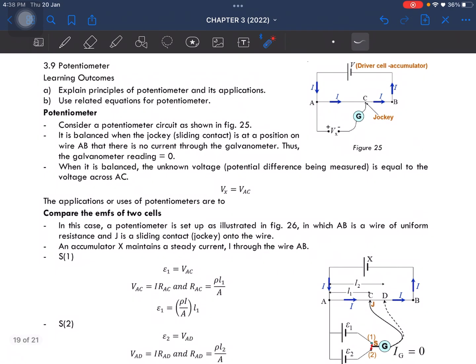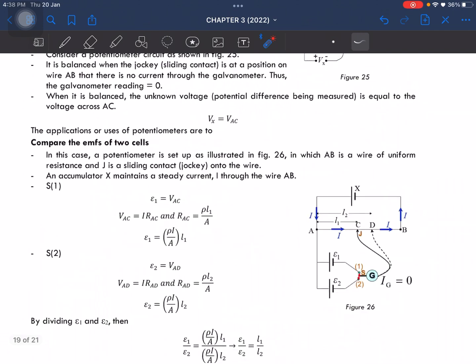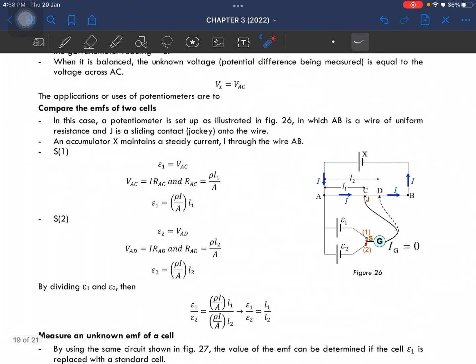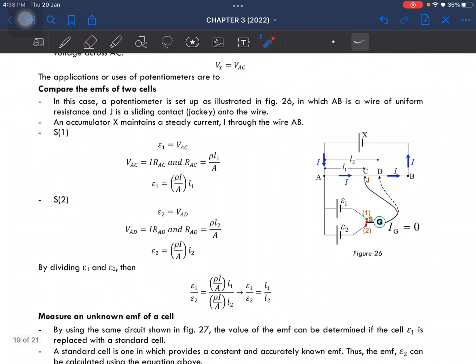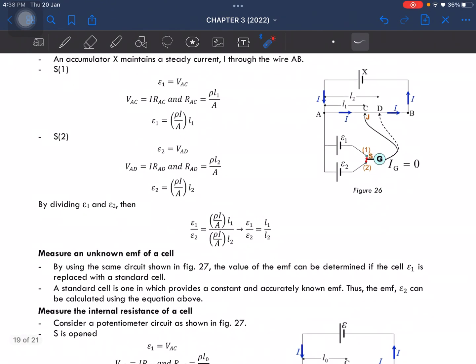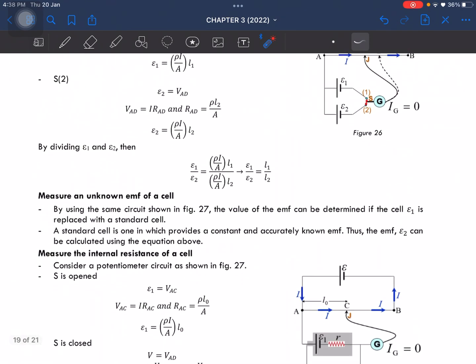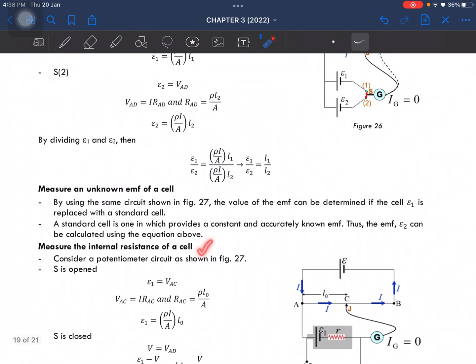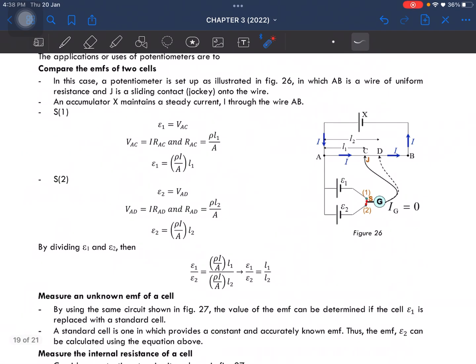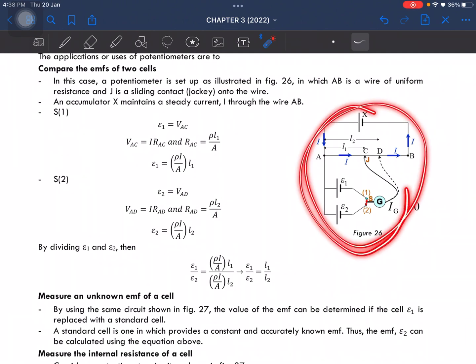Okay, so that is the concept, and then the applications for potentiometer are to compare the EMFs of two cells, to measure an unknown EMF of a cell, and to measure the internal resistance of a cell. Okay, so that is the application. So to compare the EMFs of two cells, let's look at this.